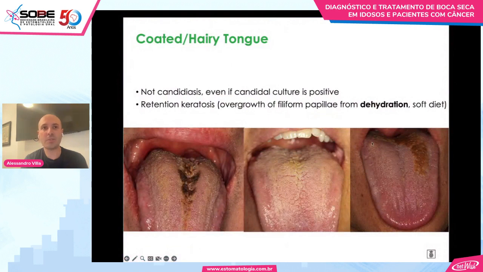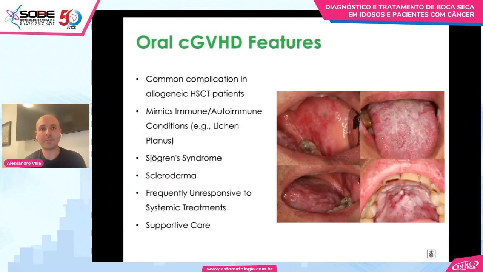Coated tongue is also a complication of dry mouth. This is not a yeast infection. This is not candidiasis. It's really an overgrowth of the filiform papillae, usually either from dehydration or patients that are hospitalized and have a soft diet. The tongue can be gently brushed with a soft toothbrush or a tongue scraper no more than 10 times a day. And when patients go back to a normal solid diet or a good hydration, it tends to resolve completely. And these usually do not respond to antifungal therapy because they're not candidiasis.